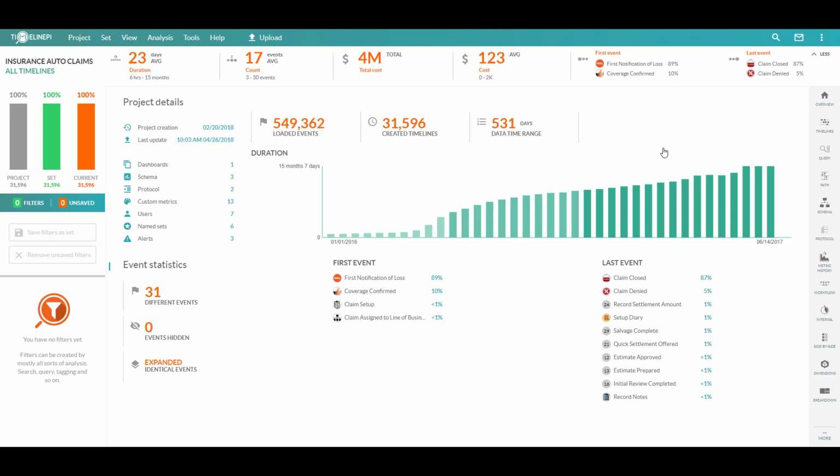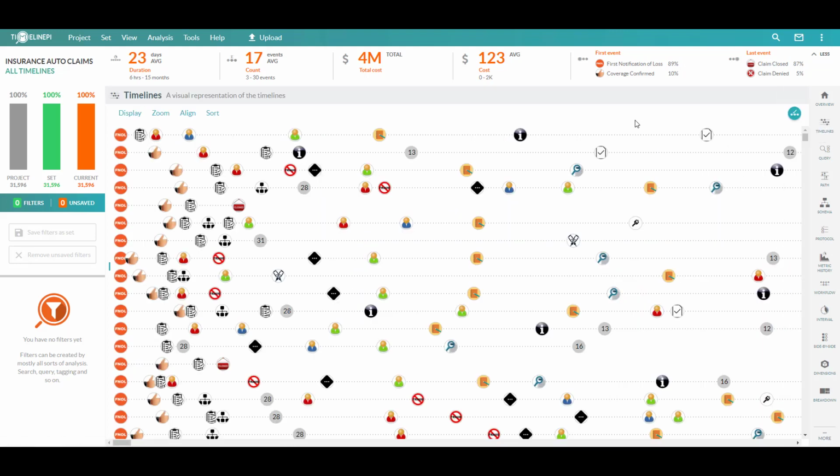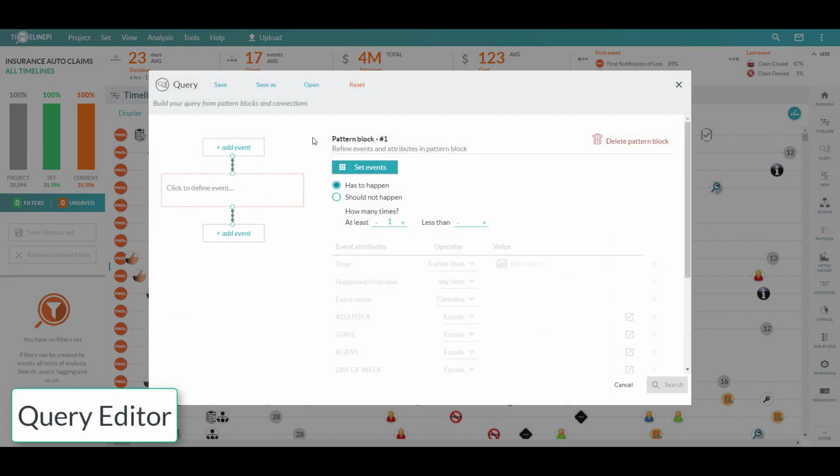So we'll begin by having a look at the query functionality, which gives us the capability of using ad hoc analysis to see if certain scenarios are occurring within our vehicle claims in this case. This allows us to build pattern or sequence-based questions, something that a typical business intelligence tool would never allow you to do. So I'll pose a scenario.